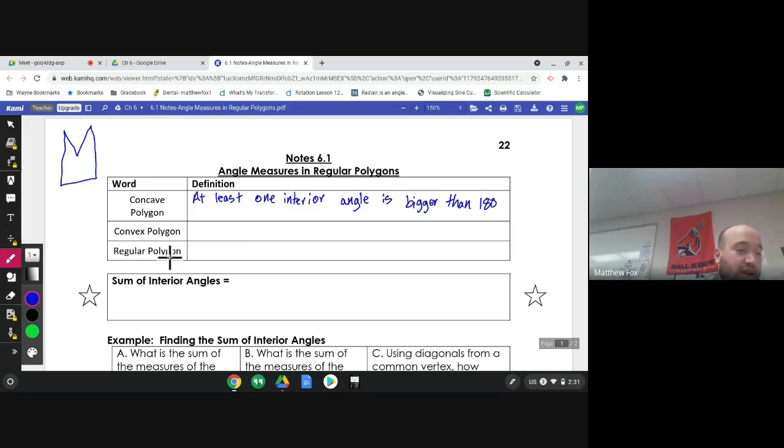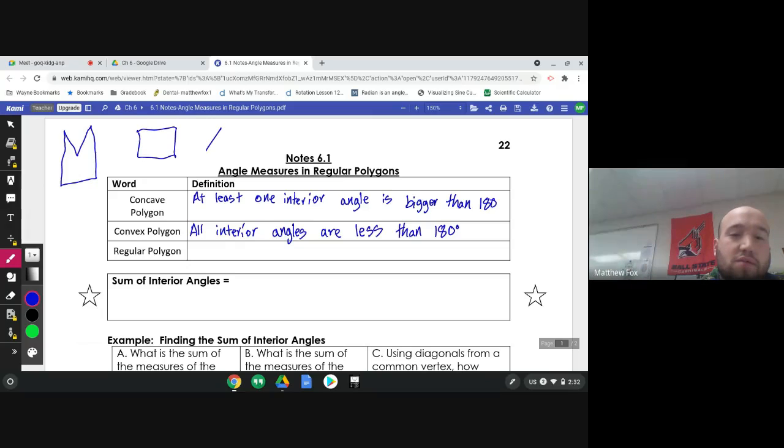Okay, now the next one is convex, and this is when all the interior angles are less than 180. And an example of that, pretty much all your standard shapes, right? Your square, each one's 90, a triangle, those add up to 180, so they all are less. We could draw as many as we wanted here. Convex, just each angle on the inside is less than 180, okay?